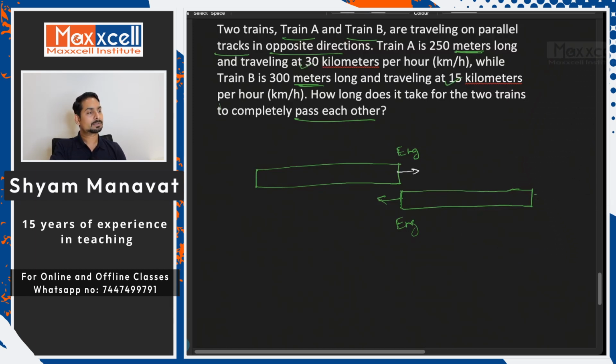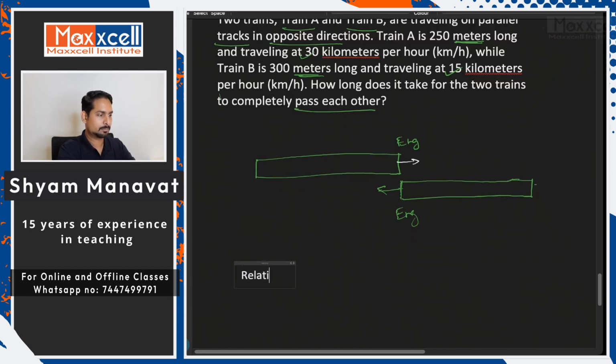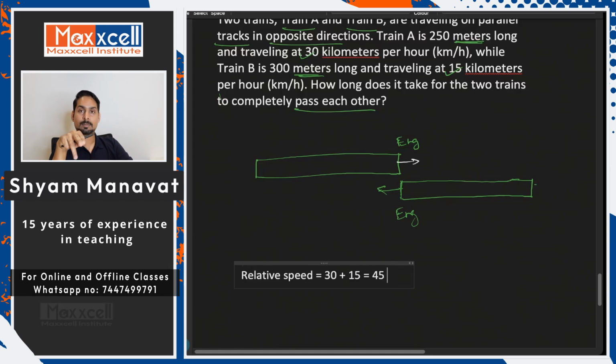So what do we do first? We say, what is the relative speed? What is the relative speed? We say here the relative speed will be the sum of both the speeds. Why? Because two objects are moving in the opposite direction. That is 45 kilometers per hour.